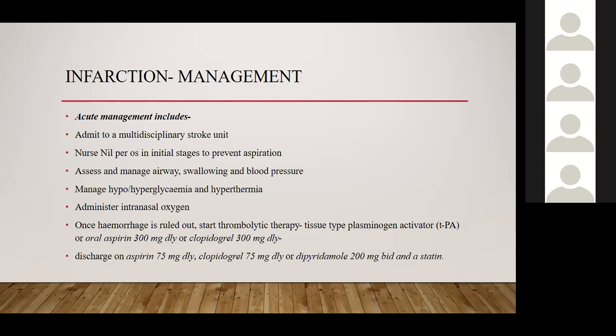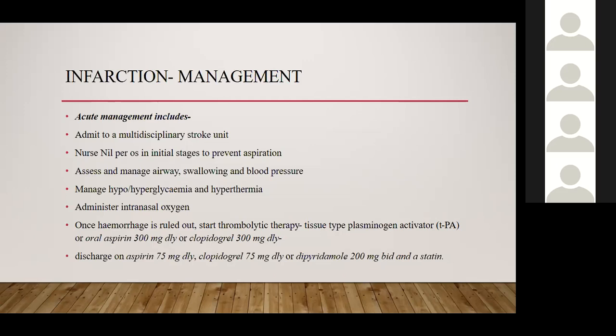Citicoline also helps, okay? Remember we talked about the ischemic penumbra. So these medications will basically help improve the recovery of the ischemic penumbra. So we can add that to the treatment as well.